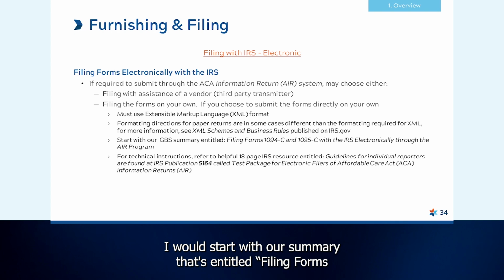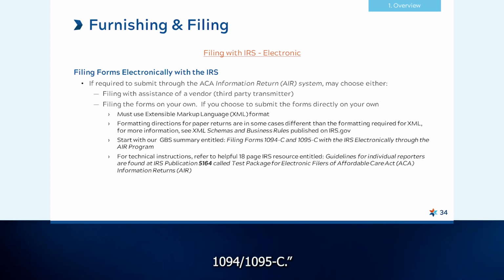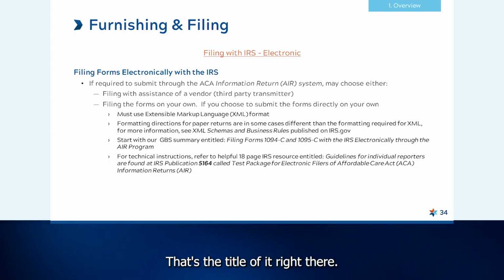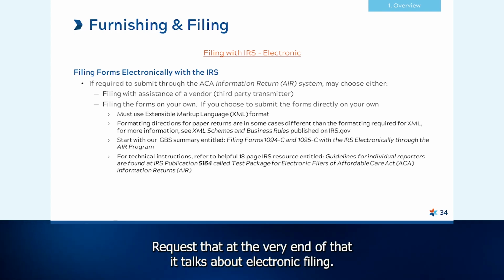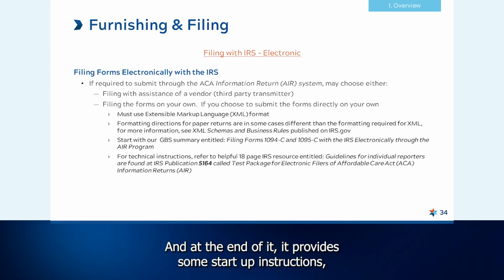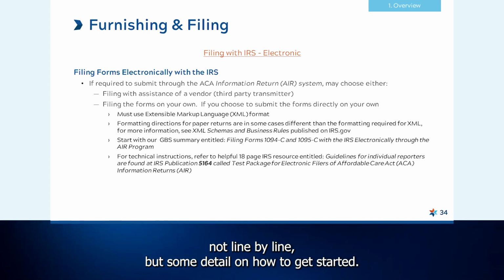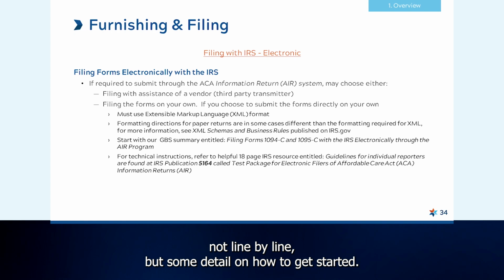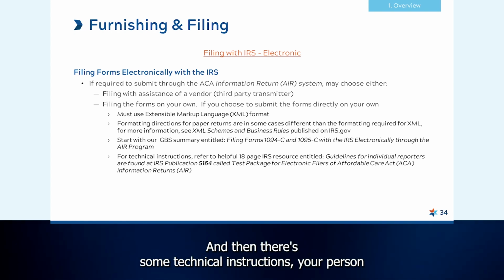I would start with our summary that's entitled Filing Forms 1094, 1095C. It's a summary we have. That's the title of it right there. Request that. At the very end of that, it talks about electronic filing, and it provides some startup instructions, not line by line, but some detail on how to get started. And then there are some technical instructions.